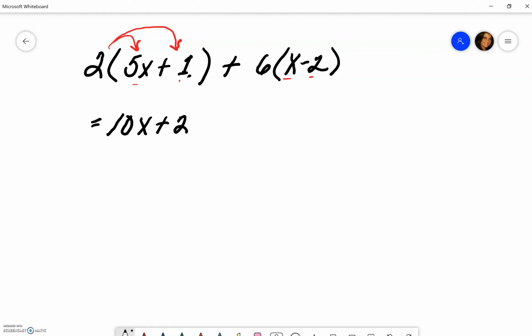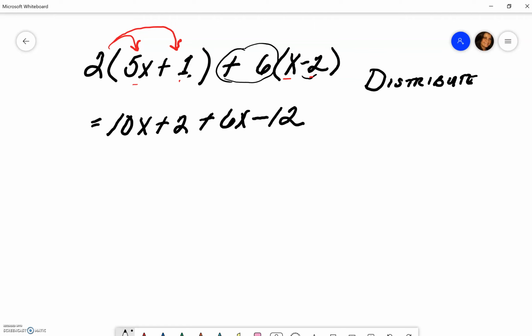Now I'm going to start multiplying these others. Now this here, I'm going to think of it as a positive 6. So that would be plus 6x, and then a positive and a minus 2 would give us a negative 12. Okay, so that's the first part. We distribute. All right, once we're done distributing, now we're going to see what we can combine, because now we're just dealing with addition and subtraction.